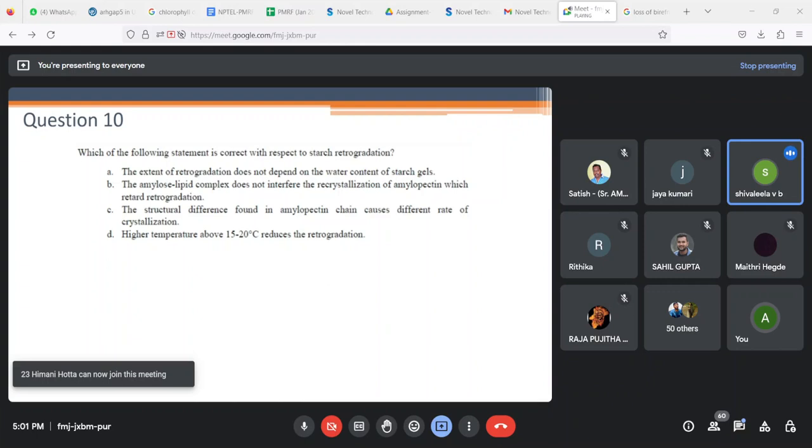So, what will happen if your lipid molecules now start interacting with amylopectin? Amylopectin is itself not able to retrograde as well as amylose. So, the moment you have a lipid complex also coming in, this will further prevent retrogradation. Okay, so the amylose lipid complex will definitely interfere with the recrystallization of amylopectin, and it will retard the retrogradation. So, statement B is also false. So, what about C? The structural difference in amylopectin causes different rates of crystallization.